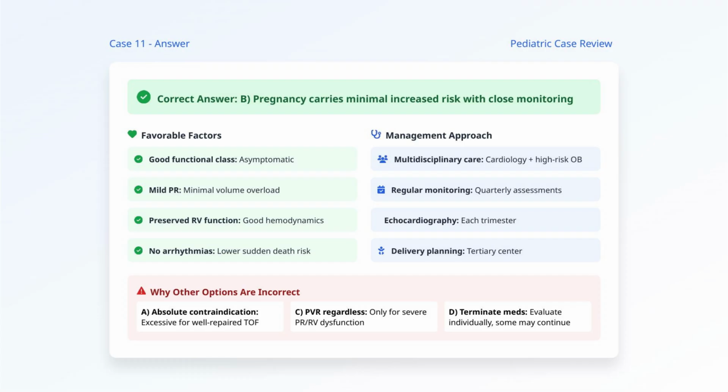Option C is incorrect as pulmonary valve replacement before conception is only recommended for women with severe pulmonary regurgitation and significant right ventricular dilation or dysfunction. Option D is also incorrect as most cardiac medications should be evaluated individually. Some may need to be continued, adjusted, or switched to pregnancy-safe alternatives. This patient should receive multidisciplinary care from cardiology and high-risk obstetrics throughout pregnancy with regular monitoring of cardiac function.